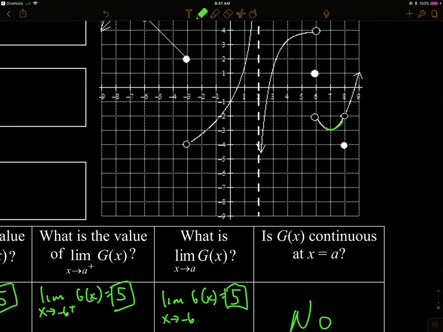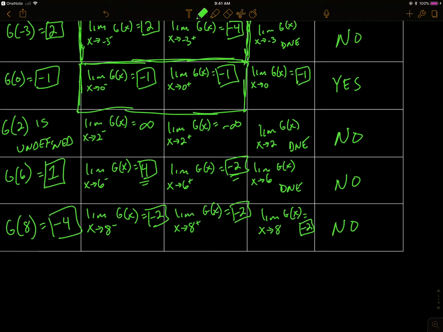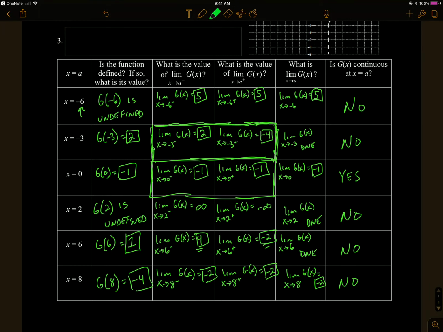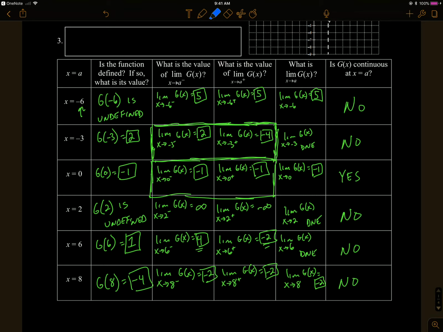I'm tracing, I have to pick up my pen, come down here, define it, and then keep tracing. So no, it is not continuous. I had to pick up my pen. Alright, so this guy right here, oh, I don't have a yellow highlighter. This guy right here is the winner.